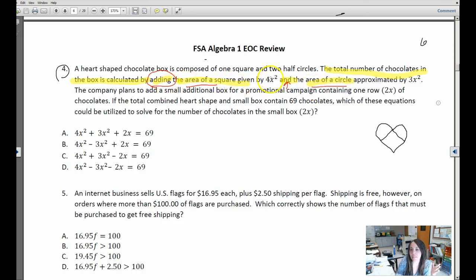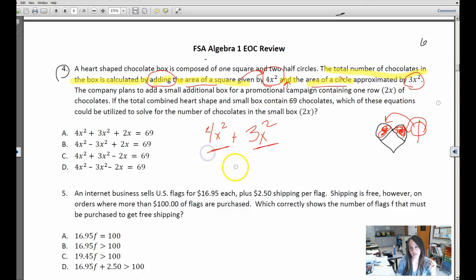Did they tell us the area of the square? Yes, it's given. I love that word, given. They just give it to you. It's a gift. So I'm going to put 4x squared and add that to the area of the circle, approximated by 3x squared. You say, but there are 2 semicircles, we have to do that twice. No, you don't, because when you put the two halves together they make a whole circle. One piece went over here, the other piece over there, so this is the circle, this is the square.